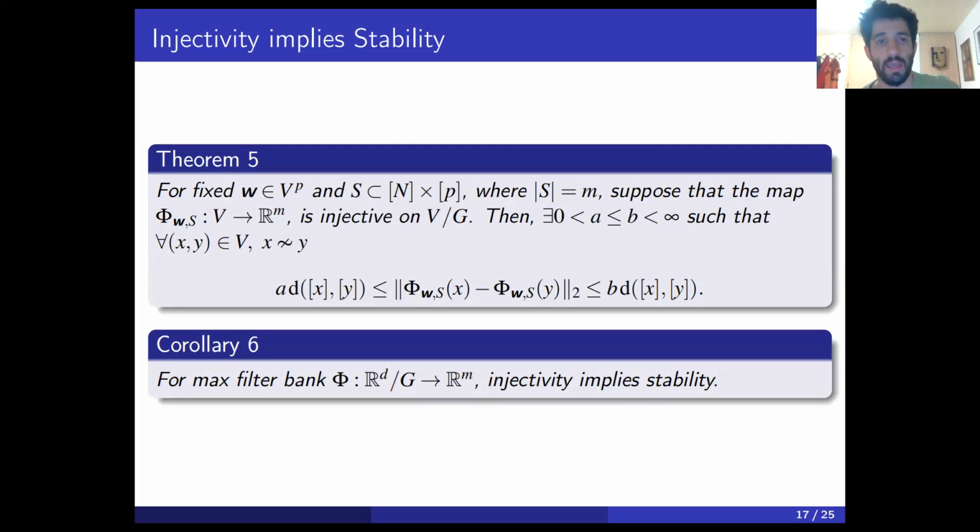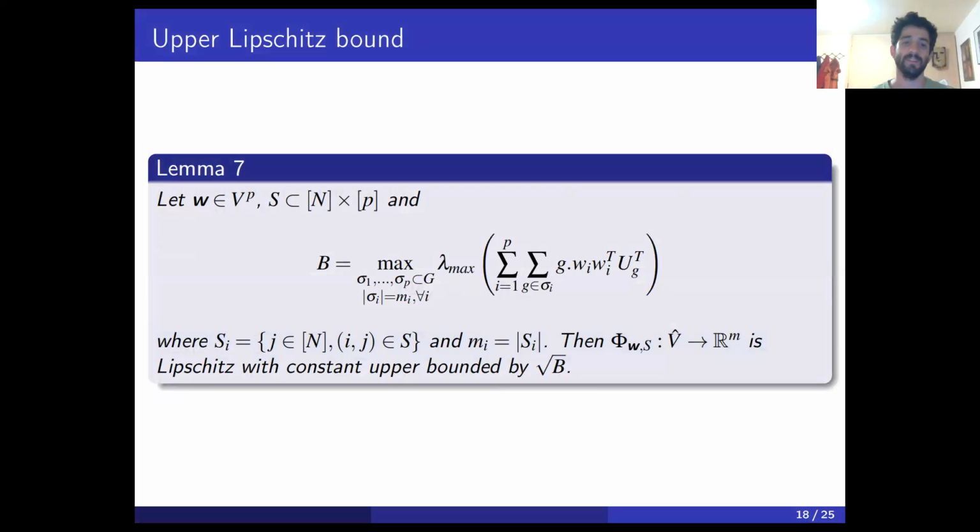So let's try to see the proof for the upper and the lower Lipschitz bound. As usual, the upper Lipschitz bound is much easier, and we also have a formula. Here you see the square root of B, where B is this ugly formula, is exactly the upper Lipschitz constant for our map phi of W S. And let's see a summary of the proof.